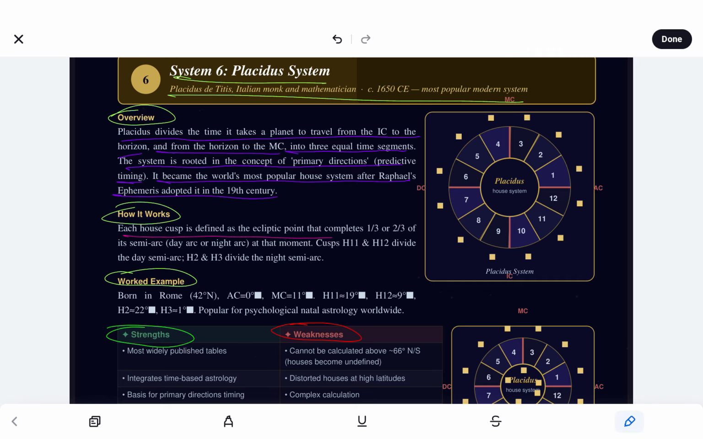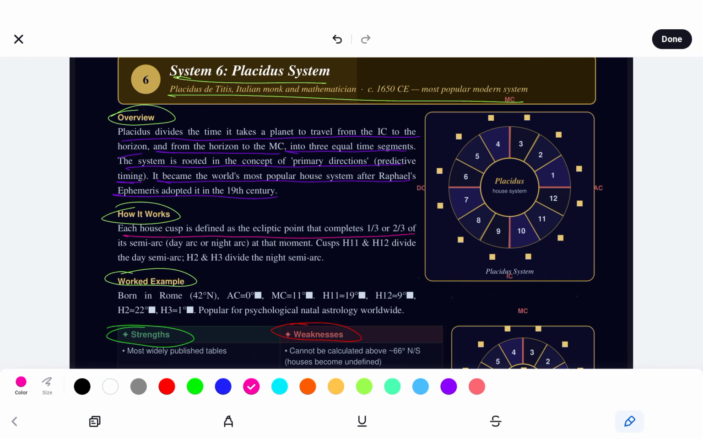Each house cusp is defined as the ecliptic point that completes 1/3 or 2/3 of a semi-arc, day arc, or night arc at that moment. Cusps 11 and 12 divide the day semi-arc. So the second house and third house divide the night semi-arc.